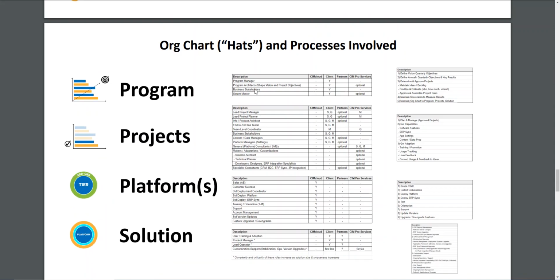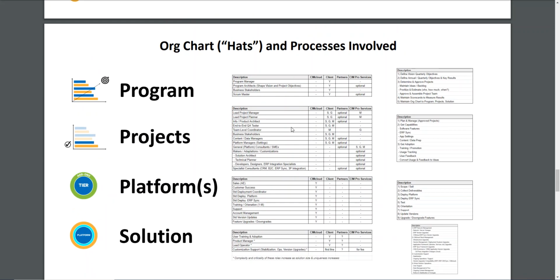So effectively, if you look at it, this left column, and I'll step out and go into some other pieces in a second, there is basically hats or organizational chart responsibilities that are needed for program management, for projects and project management, for platform deployment and support, and for the overall solution and deployment and support. And the people involved in which organization they belong to, it's critically important to understand that.